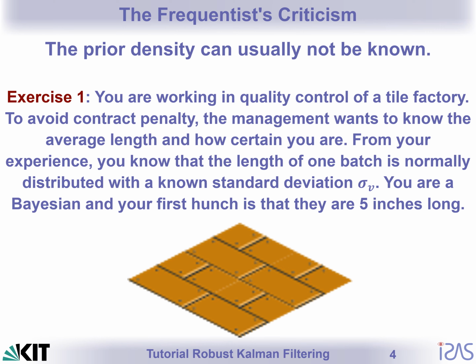So assume you're working in quality control of a tile factory. There are contract penalties, and to avoid these contract penalties, the management wants to know the average length, and they also want to know how certain you are about this. From your experience, you already know that the length of a batch is normally distributed, and you know the standard deviation. So it's a simple case where we even know the standard deviation. You try to tackle this in a Bayesian way because you're a Bayesian, and you have some hunch that the tiles are 5 inches long on average.